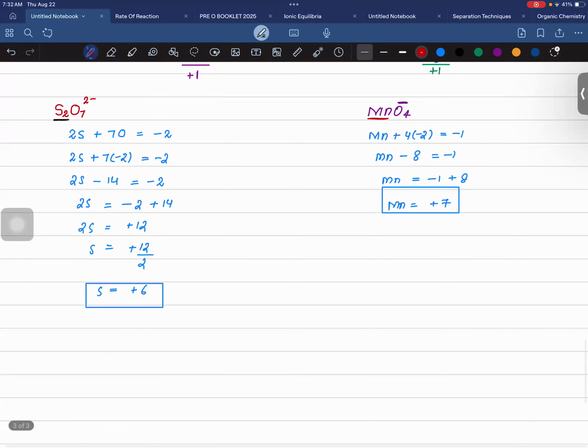Okay, I need to ask individually. Can you tell me, like I'm talking to Soha, the charge on sulfur in sulfate? And also I'm asking Tala. Yes, Tala, 6. The charge on sulfur. Okay, you are saying this is plus 6.